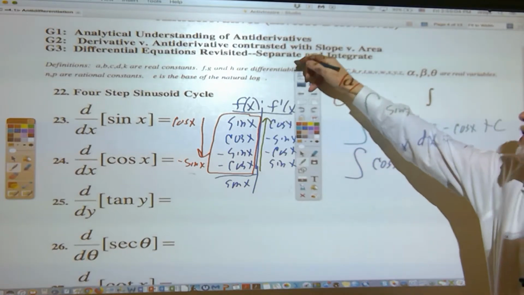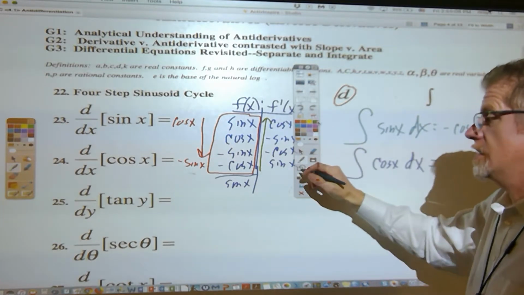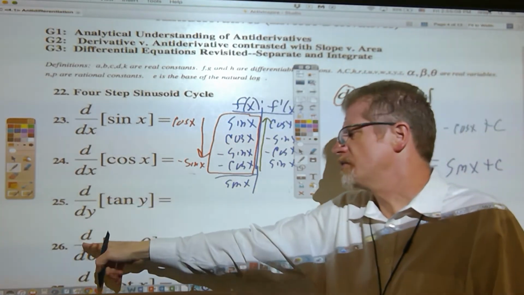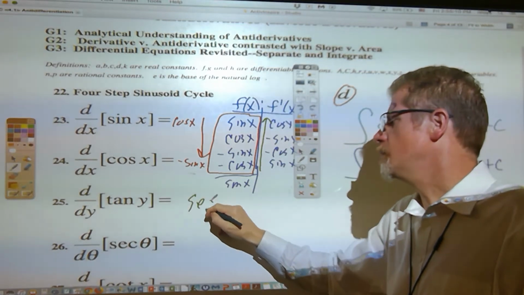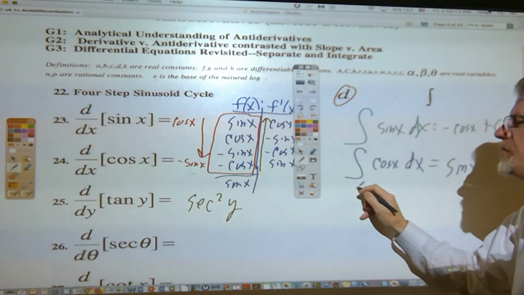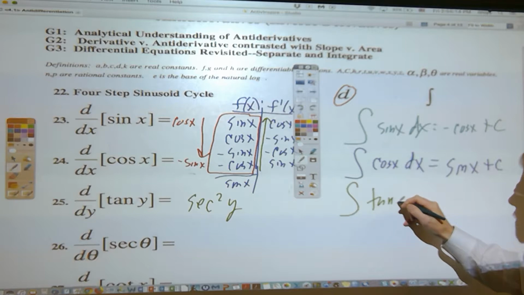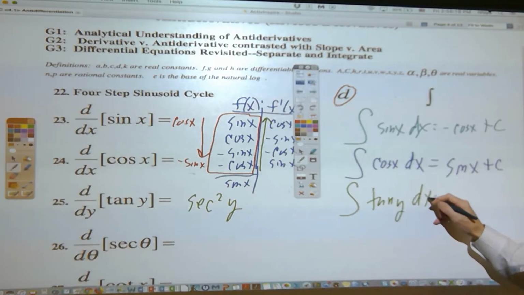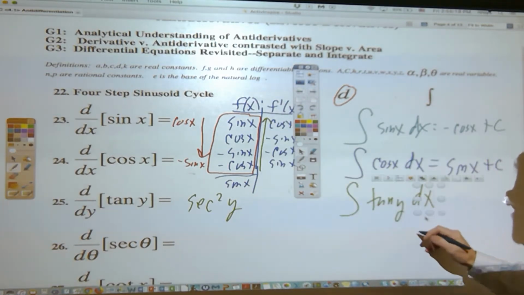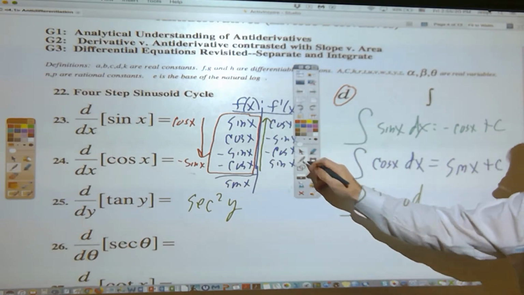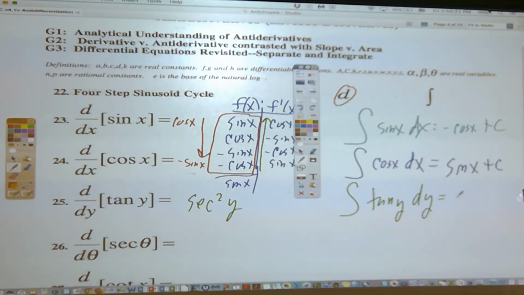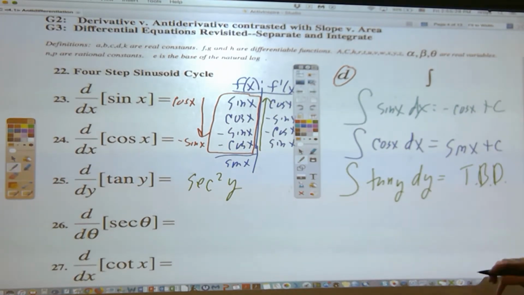Now, you need to know that you do not know all of these. I mean, we know the derivative with respect to y of tangent y is secant squared y. But we do not yet know a family of functions whose antiderivative is tangent y. So if you don't know that, you might try to do the problem and waste a lot of time. That is TBD, to be derived later. We don't know it yet.